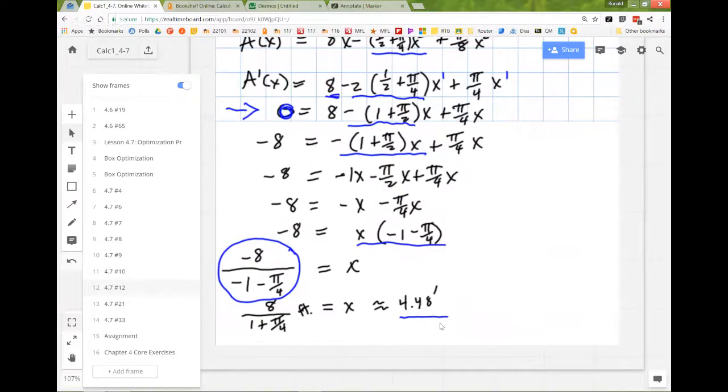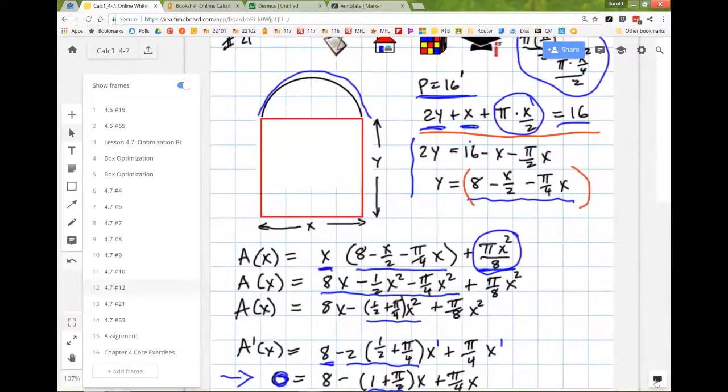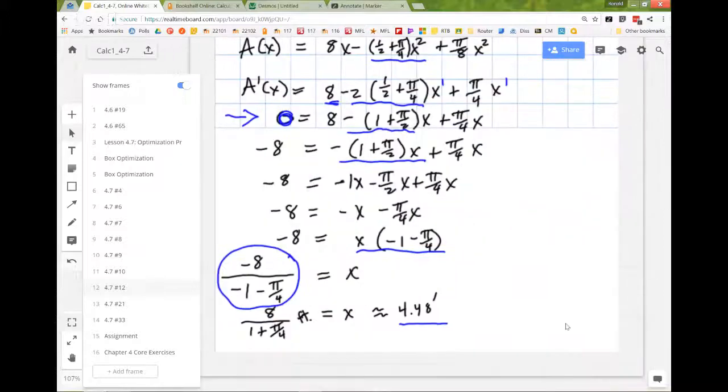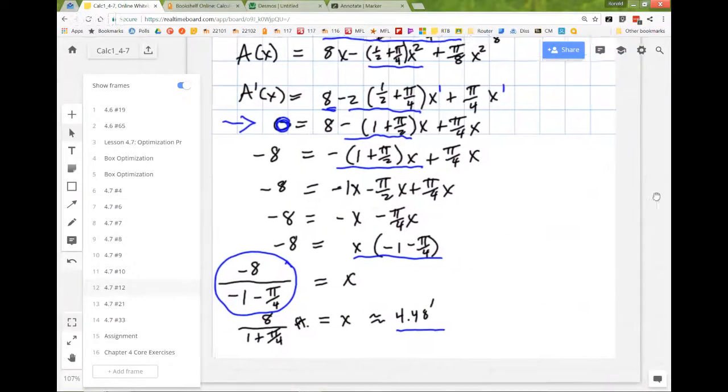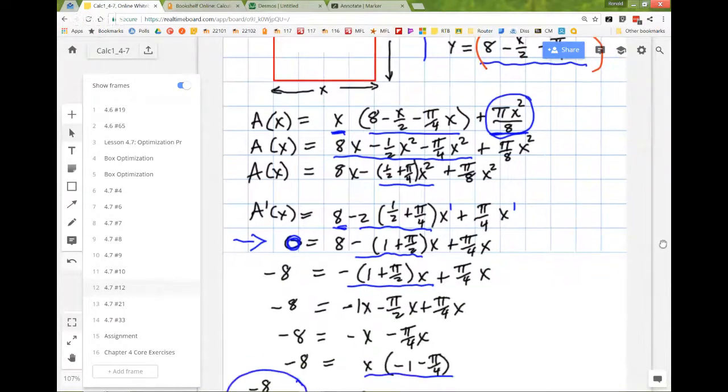And it turns out that the ideal x is 4.48 feet. So remember, the whole constraint was the perimeter has to be 16 feet. So when the perimeter is 16 feet, you want to maximize the area, set up this bottom dimension as 4.48 feet. Excuse me. Problem solved.